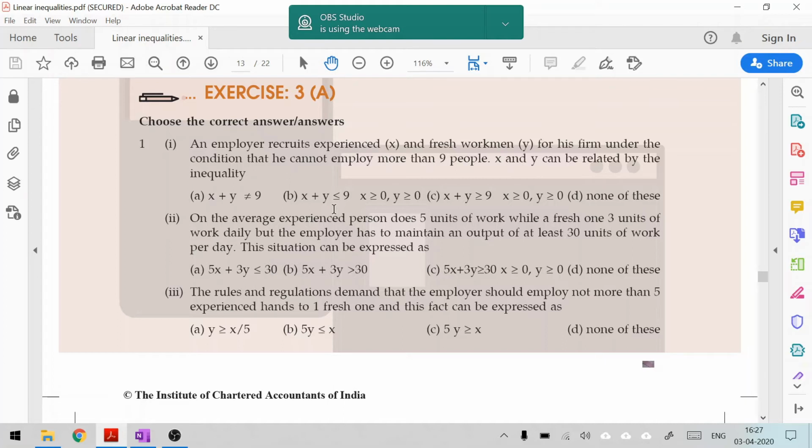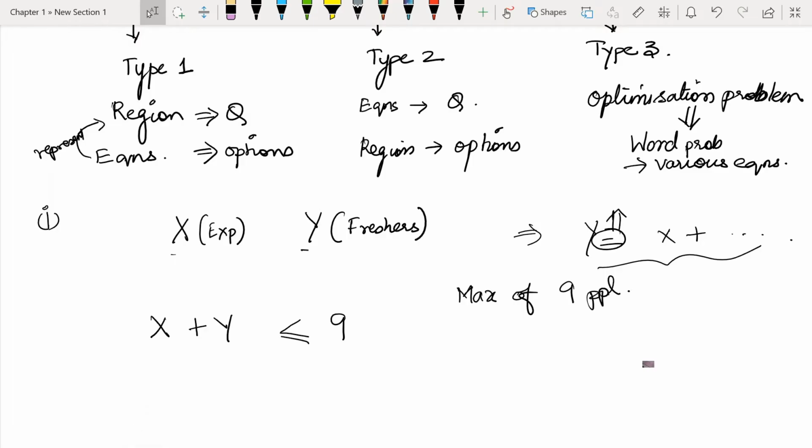And one more thing that you should note in this option is x is greater than or equal to 0, y is greater than or equal to 0. This is very important. Additionally, this also is to be written down here. These are called non-negativity constraints. I'll explain the meaning of this to you.